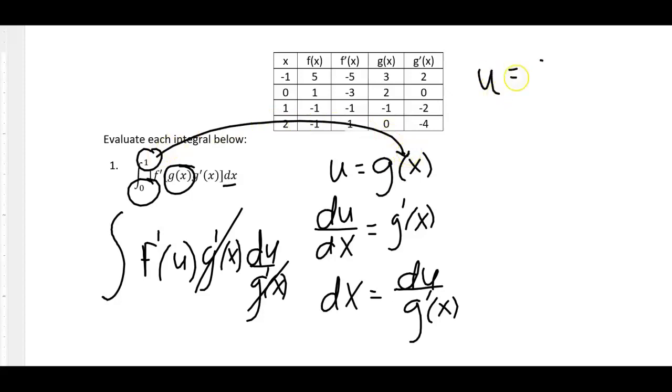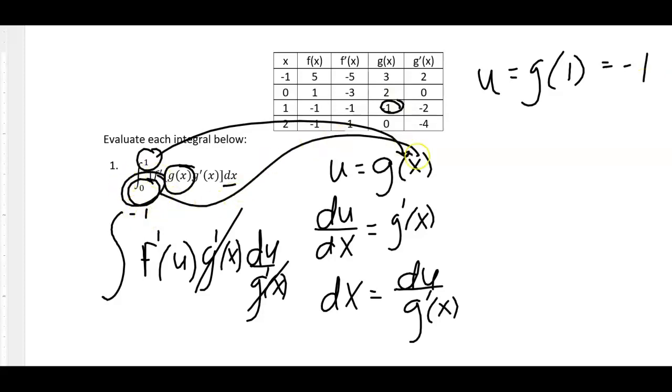So I have u is equal to g of 1. And according to my table, g of 1 is negative 1. So the top limit is going to be negative 1. And then I'm also going to plug in the bottom limit here. So u is equal to g of 0. And g of 0 is 2. I've got a 2 there.